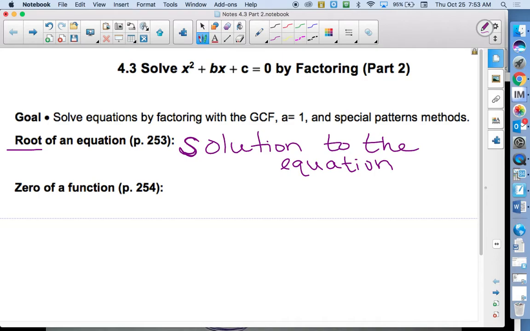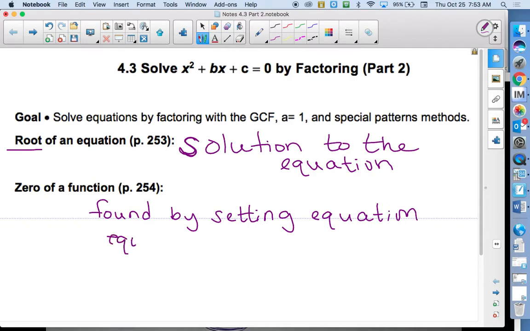The next term underneath is almost the same, but it says a 0 of a function. This is found by setting the equation equal to 0. So we either let y equal 0 or we let f of x equal 0. And anytime you do that, you're finding x-intercepts. So we're still finding x, but it's considered an x-intercept instead of just considered a solution. But they mean the same thing, because either way you're finding x.